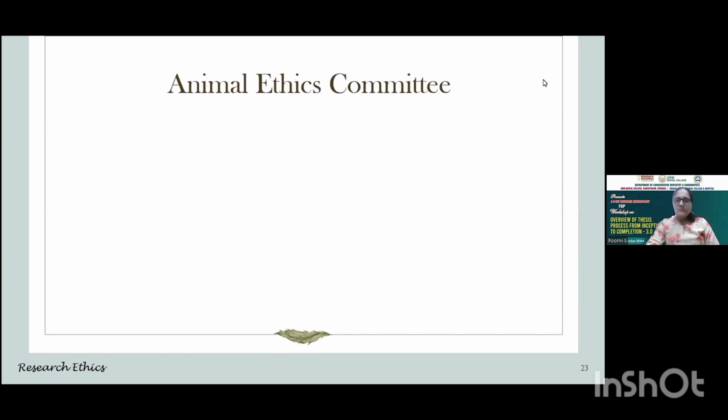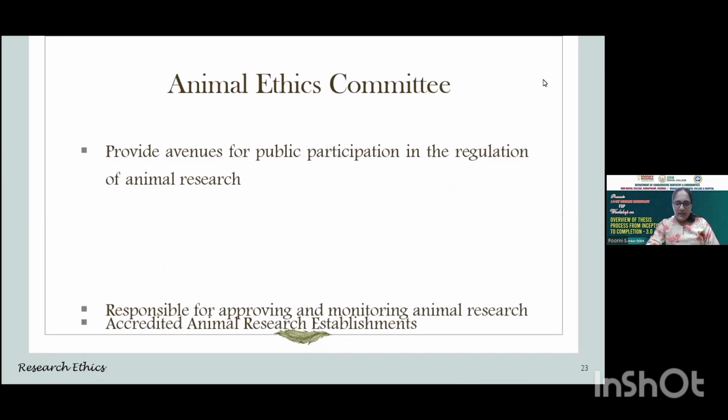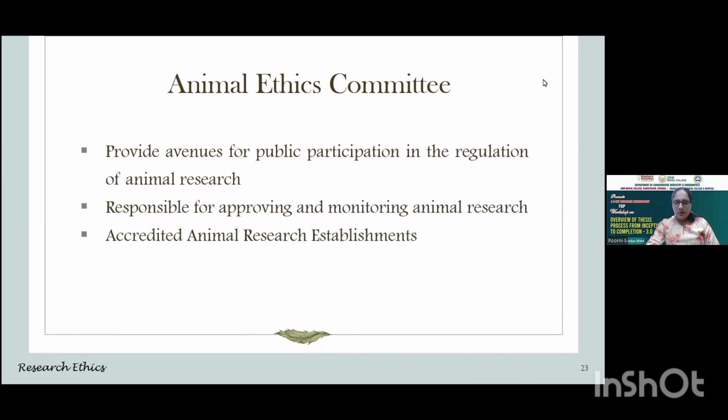Coming to the Animal Ethics Committee, any animal research should be approved by the Animal Ethics Committee. It provides the avenue for public participation in the regulation of animal research. It is responsible for approving and monitoring animal research. The accredited animal research establishments can be approached and the study has to be approved by these establishments. Not all institutions will have an animal research set up.